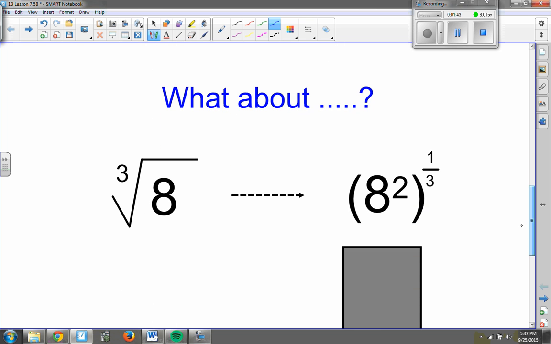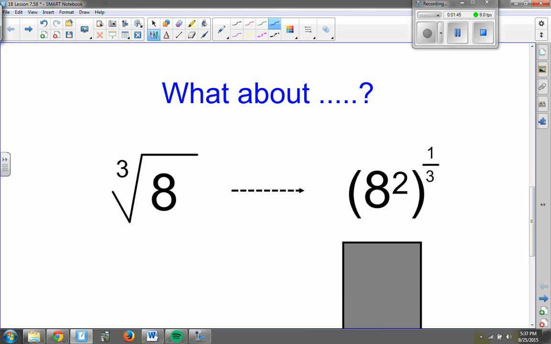What about the cube root of 8 squared? The cube root of 8 squared. Now we know that the cube root of something is just that number to the 1/3 power. The 3 that's here is also showing up over here. So the cube root, or third root, of 8 to the 2nd power is the same as 8 to the 2nd power raised to the 1/3 power.